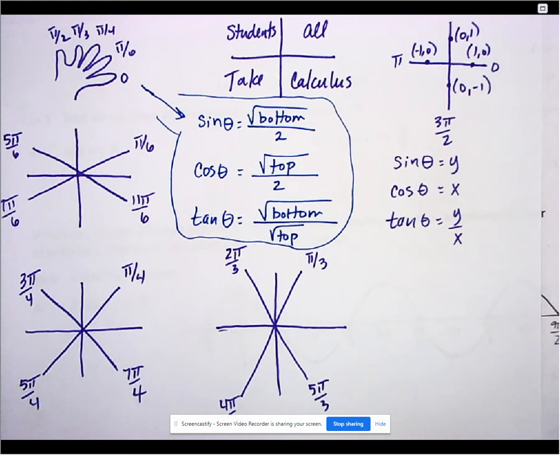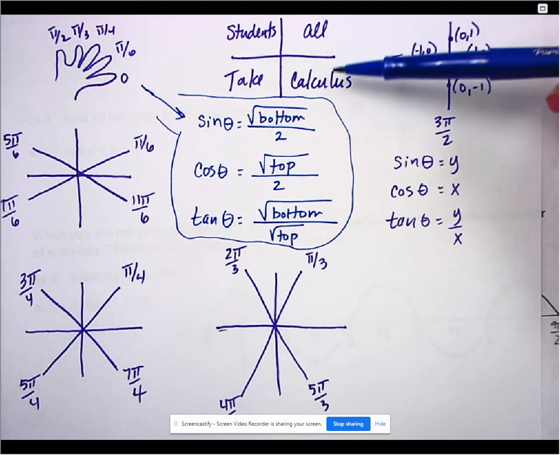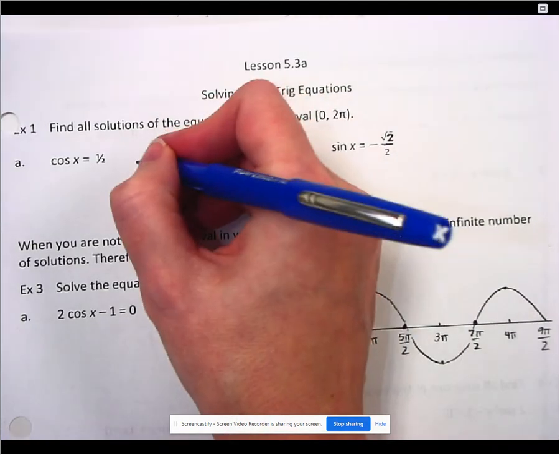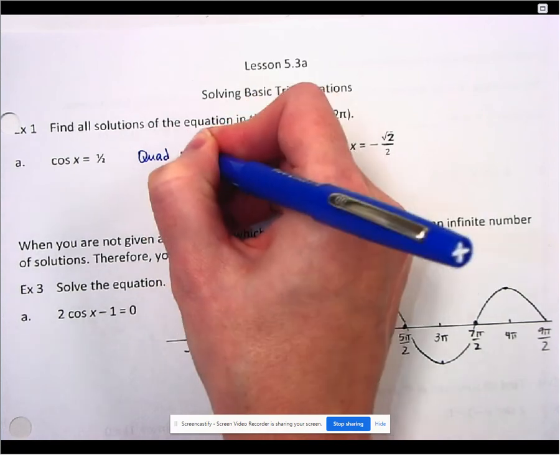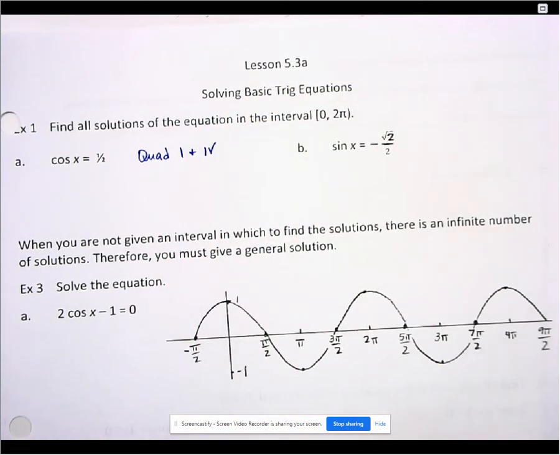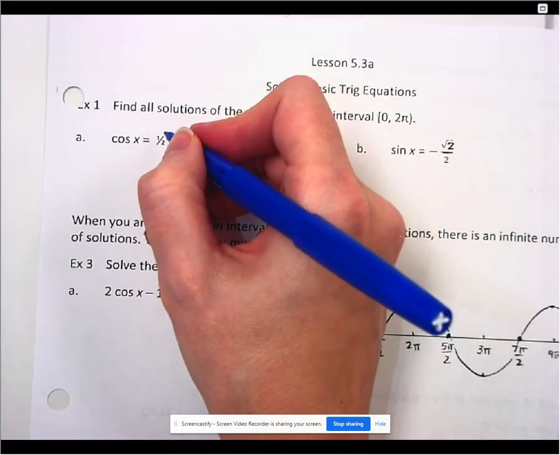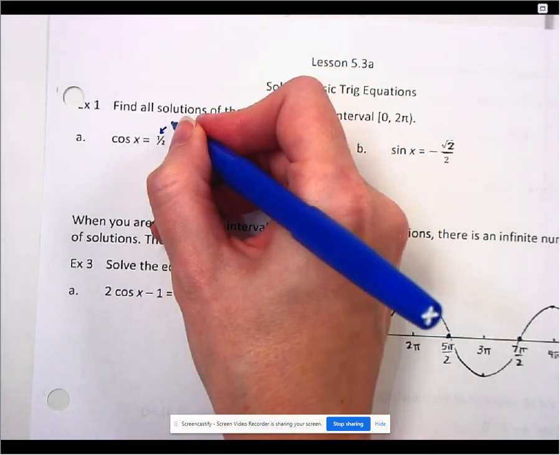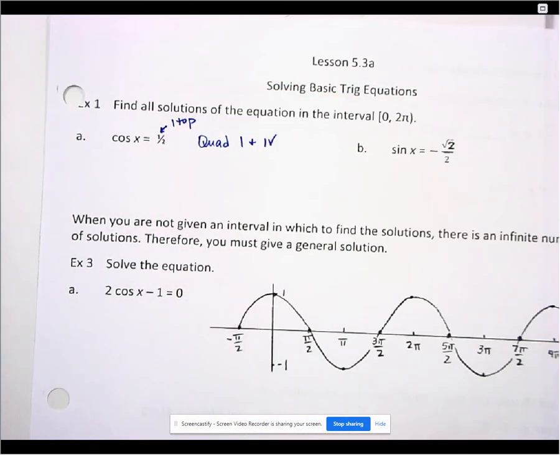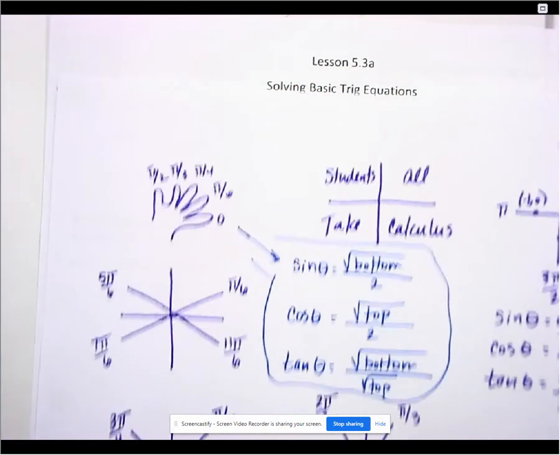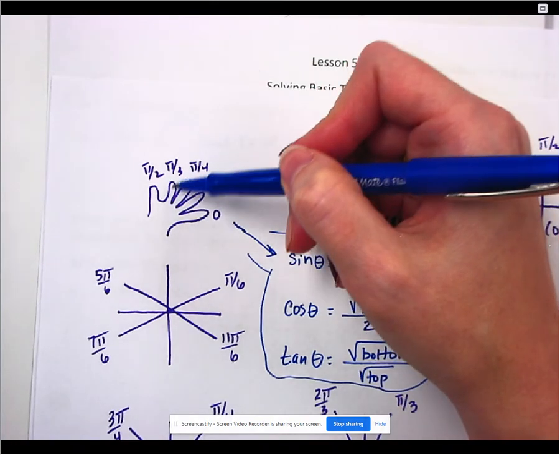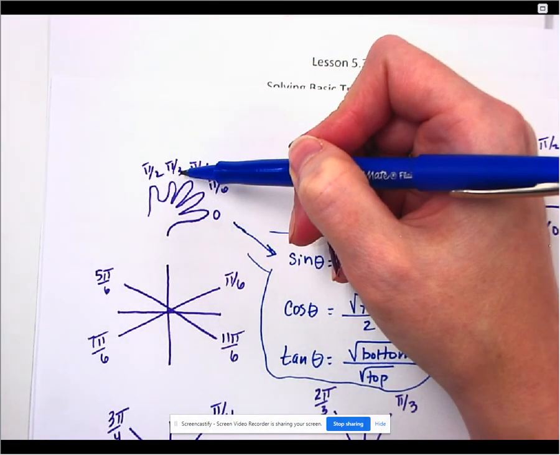So this one, we want to find an angle that has a cosine of 1/2. So it's positive. So cosine is positive in quadrant 1 and quadrant 4. All right. And then for cosine, it's the square root of the top over 2. So that means we want one top finger. Okay. So if we're looking at the hand, the angle that has one top finger is pi over 3.